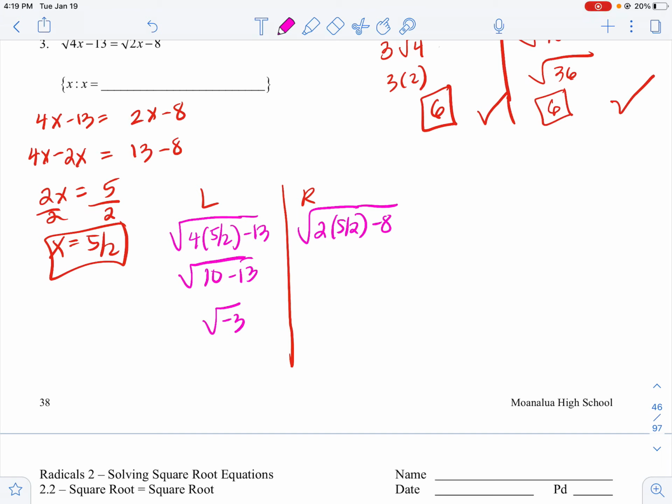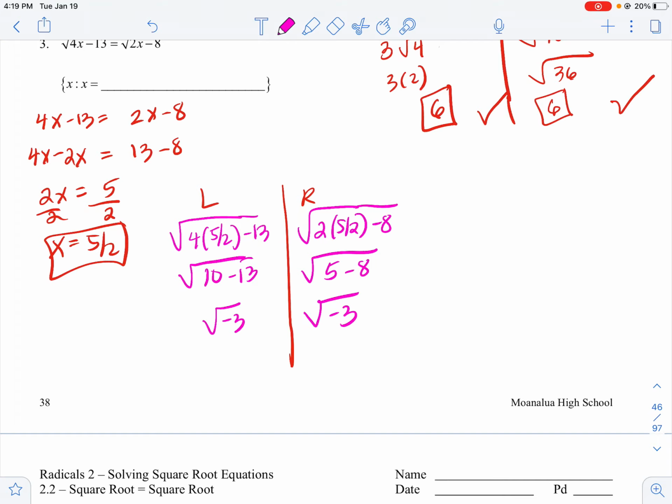So 10 minus 13 is the square root of a negative 3. Let's move on to the other side. We have 2 times 5 over 2. That's 10 over 2, or 5, minus 8. That is equal to also the square root of a negative 3. Now, they are equal to each other, isn't it?